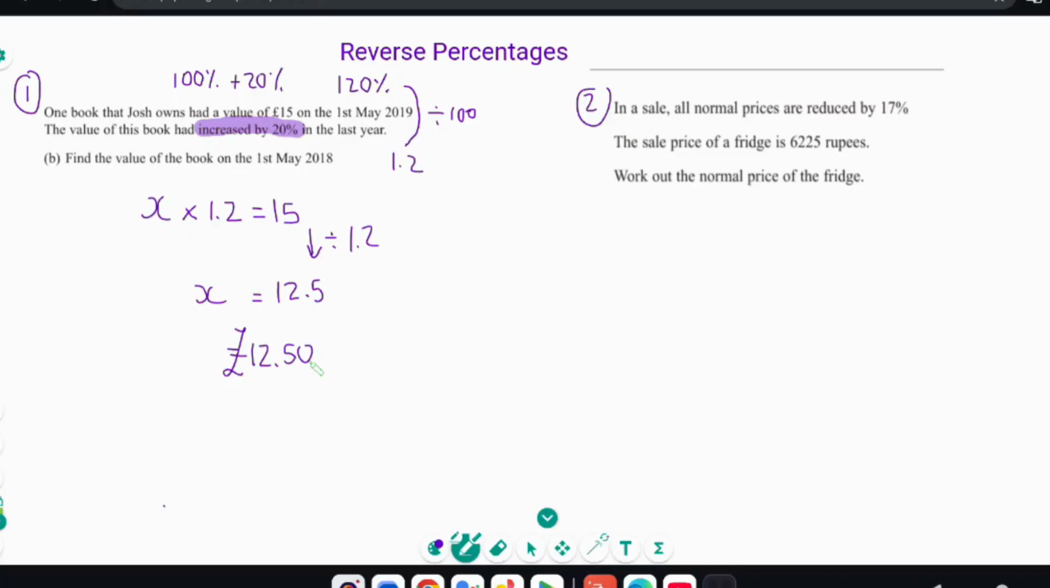Okay, question 2. In a sale, all normal prices are reduced by 17%. The sale price of a fridge is 6,225 rupees. Work out the normal price. Normal price, we don't know. It's been reduced by 17%. So what does that mean? We've got the original amount worth 100%. 100% take away 17% is equal to 83%. And change that into a decimal is 0.83.